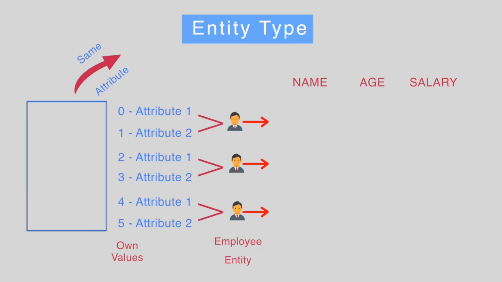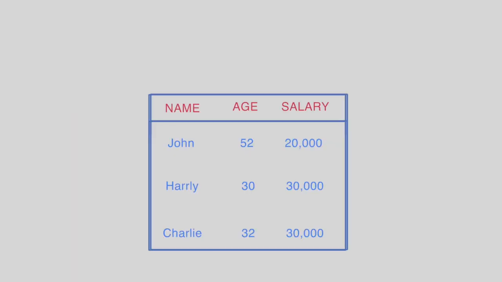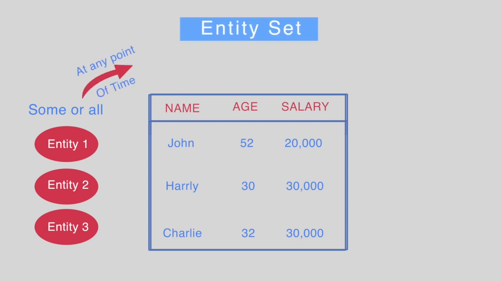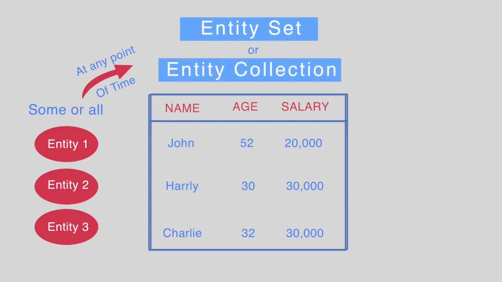For example, the value of the name attribute of the first employee is John Smith. A collection of some or all entities of a particular entity type in the database at any point in time is called an entity set or entity collection. For example, employee refers to both an entity type as well as an entity set.